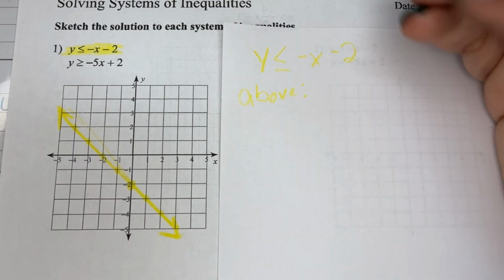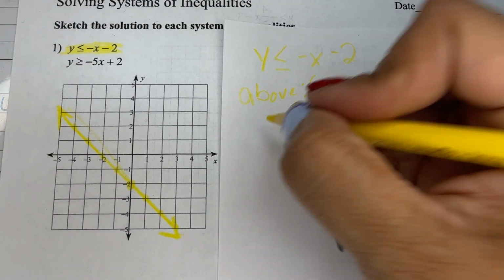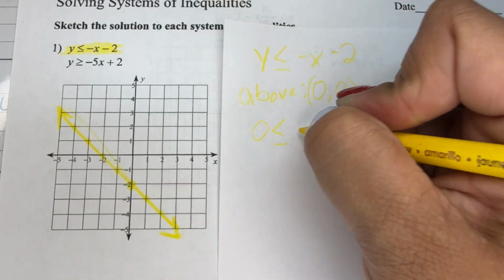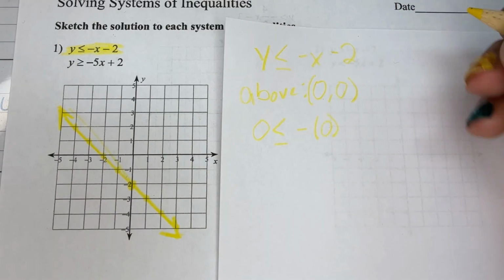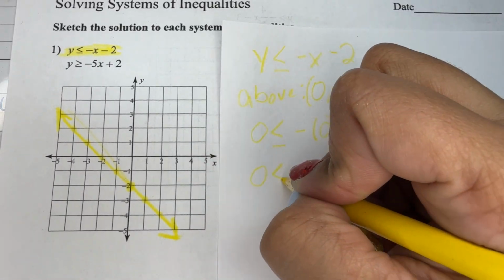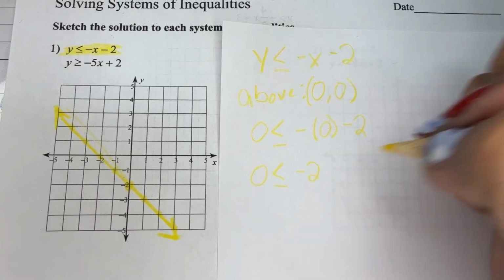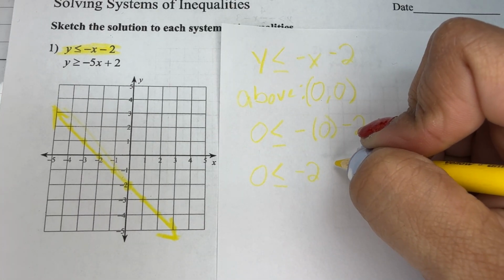So above the line, let's go back to our origin of 0, 0. 0 is less than or equal to negative x, which is 0, minus 2. 0 is less than or equal to 0 minus 2 is negative 2. That is false.